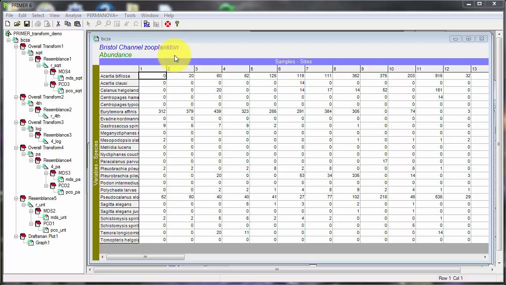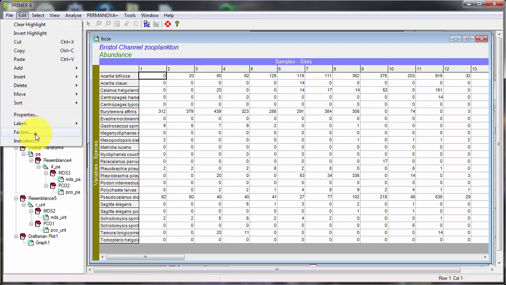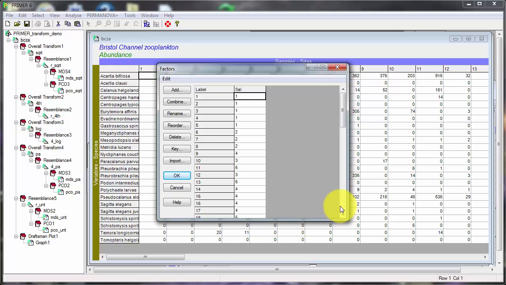Now, to look at this properly, I need to use real data rather than the simulated data that I often use. And I'm using one of the sample data sets that comes with Primer 6, the Bristol Channel Zooplankton. So you can see the rows here are for different zooplankton species, and the columns represent samples, or in particular sites. If I look at factors, you'll see that each has been given a number from 1 through to 9, a salinity level.